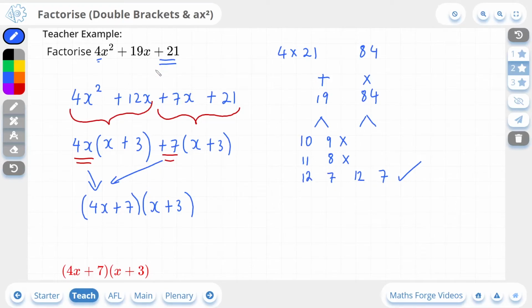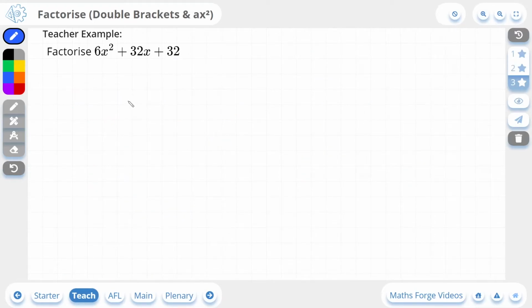Rewrite your expression with the middle term broken up into the magic numbers. And then factorize your first two terms into a single bracket, factorize your last two terms into a single bracket. Take the terms outside of these brackets, form them into one bracket, and the terms that are inside of the brackets, form them into a separate bracket. And this should be your final answer. Now let's do a 3-star example.